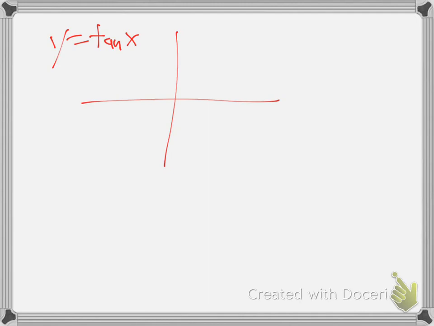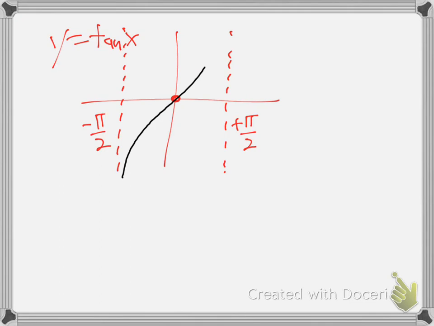Does anybody already know? It basically has vertical asymptote lines at negative pi over 2 and positive pi over 2. It goes through the origin here, and then it kind of looks like y equals x cubed. If you've ever seen that snake graph, it snakes on through like that, and then it just keeps repeating, every pi.